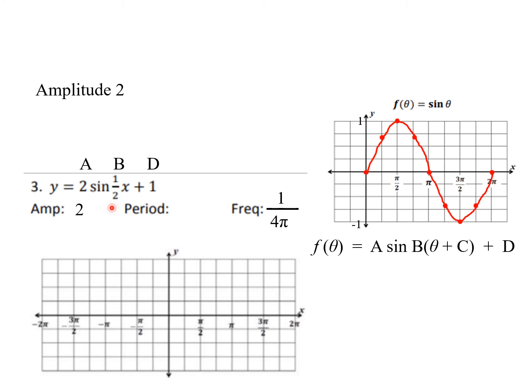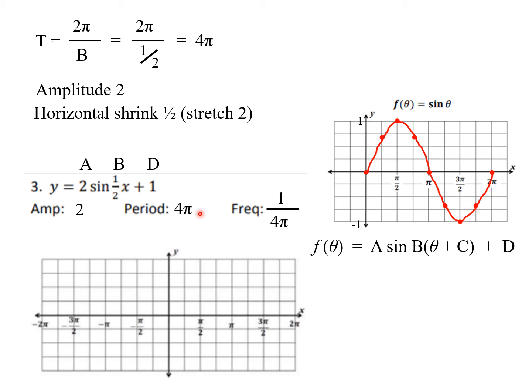Now let's deal with the period. The period is 2 pi over B. B, once again, is 1/2. And once again, that equals 4 pi. So the period is 4 pi. And as in the previous example, this actually results in a horizontal stretch of 2. So once again, we're going to stretch this thing out by a factor of 2.